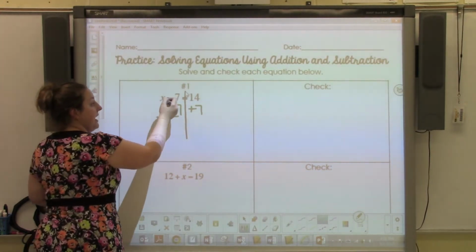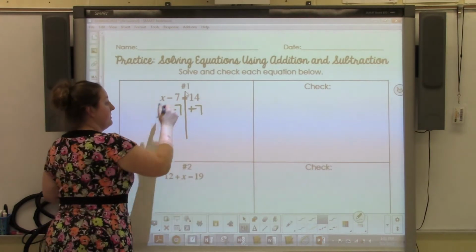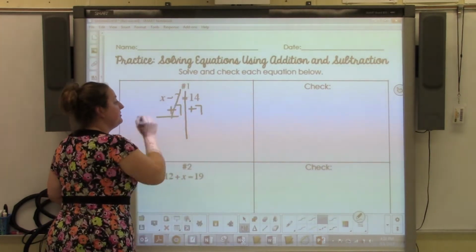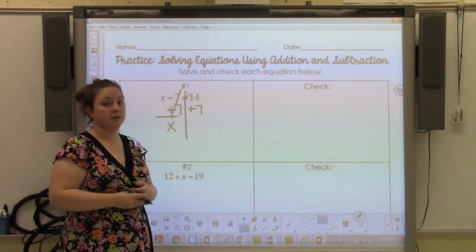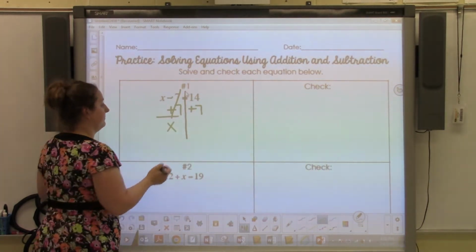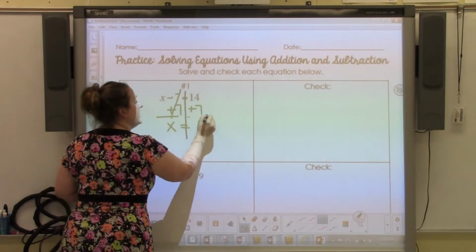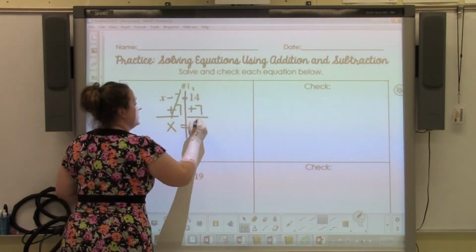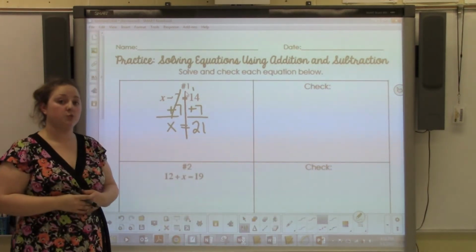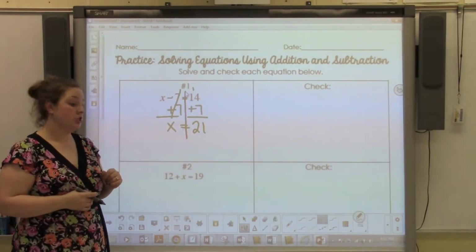On the left, x minus 7 plus 7, the minus 7 and plus 7 give me 0, so I'm left with x. Because x plus 0, or x plus nothing, is still x. 14 plus 7, 7 and 4 makes 11, carry the 1, 1 and 1 makes 2. So hopefully my answer here is 21, and again we are asked to check.